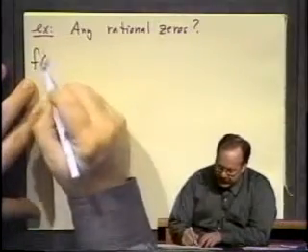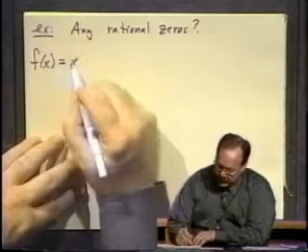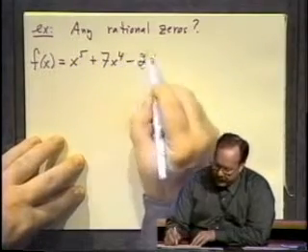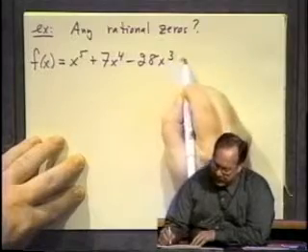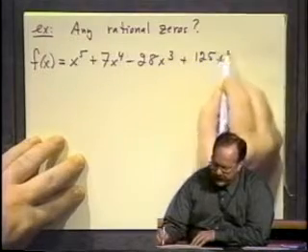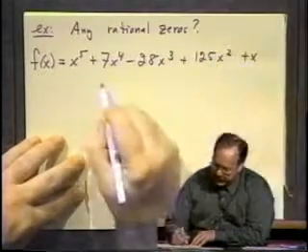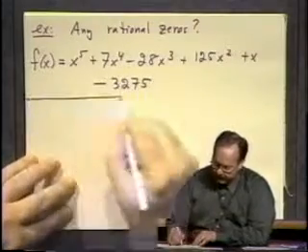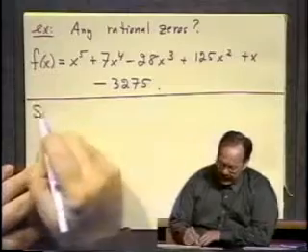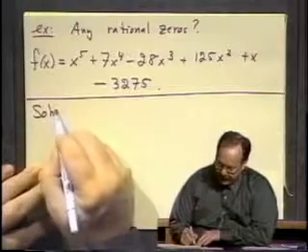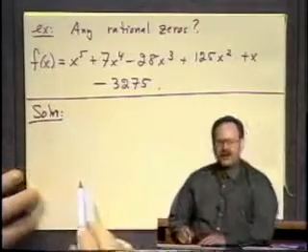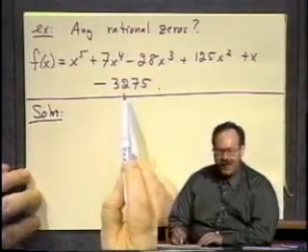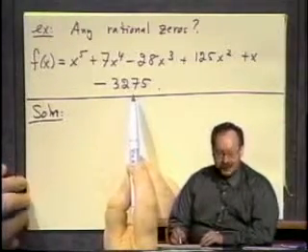And here is the polynomial f of x equals x to the 5th plus 7x to the 4th minus 28x cubed plus 125x squared plus x, and finally minus 3,275. Now, no one in his right mind would want to try the rational zeros theorem on this, because you would be looking for all the factors of 3,275.